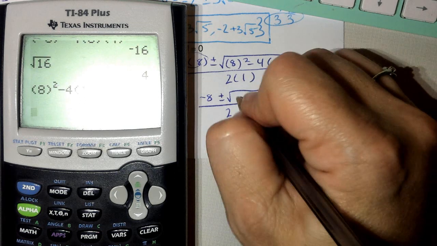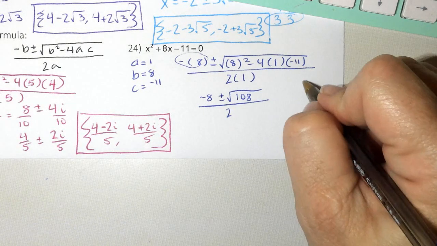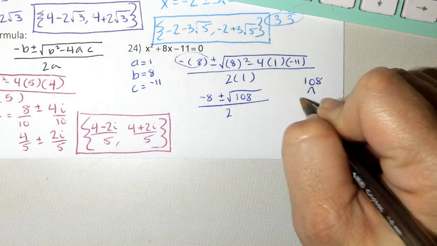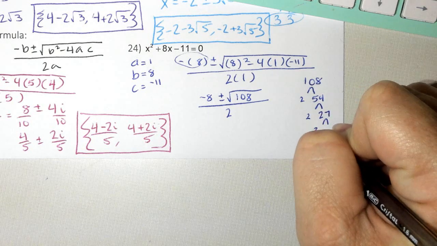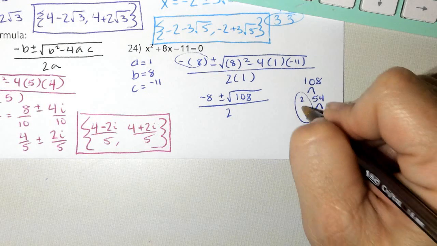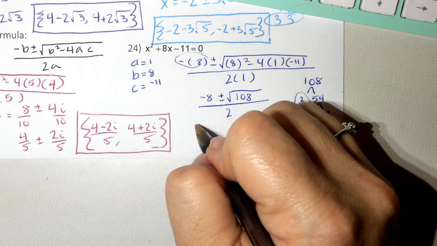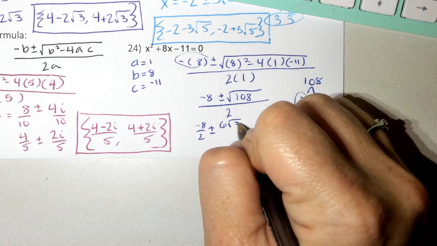And I get 108. So we have to see, because that's not a perfect square, so we have to break it down. So that's 2 and 54, which is 2 and 27. 3 and 9, which is 3 and 3. So we have 6 root 3, because 2 times 3 is 6. So I'm going to separate negative 8 over 2 plus or minus 6 root 3 over 2.